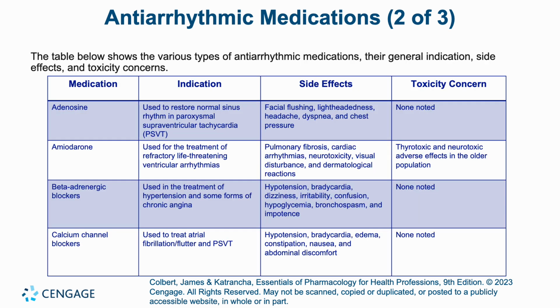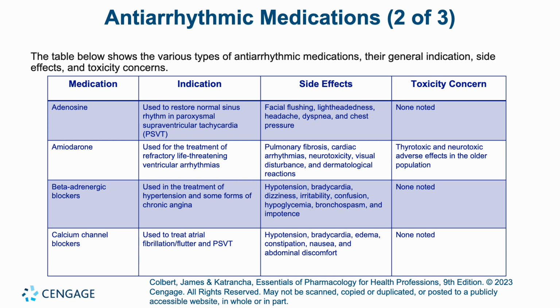The table below shows the various types of antiarrhythmic medications, their general indication, side effects, and toxicity concerns. The first medication here is adenosine. Indication: used to restore normal sinus rhythm in paroxysmal supraventricular tachycardia, PSVT.